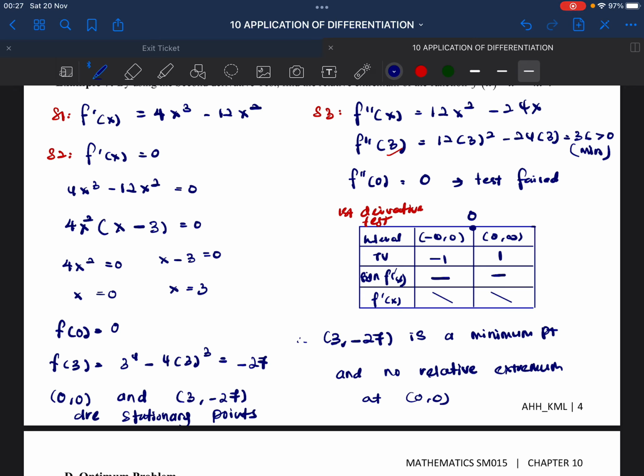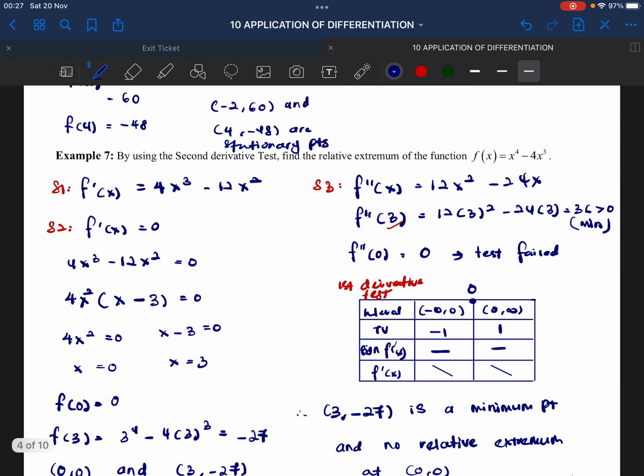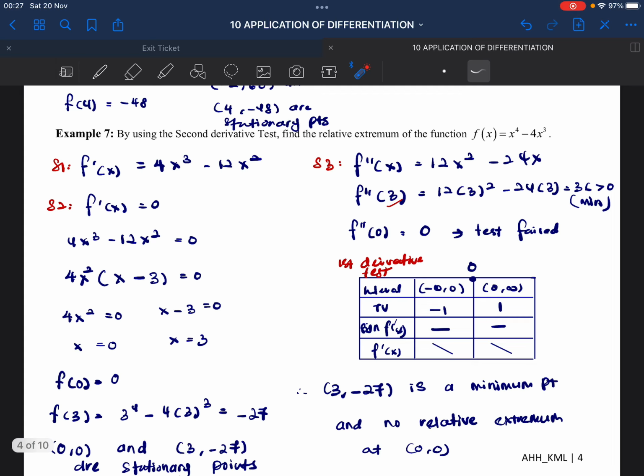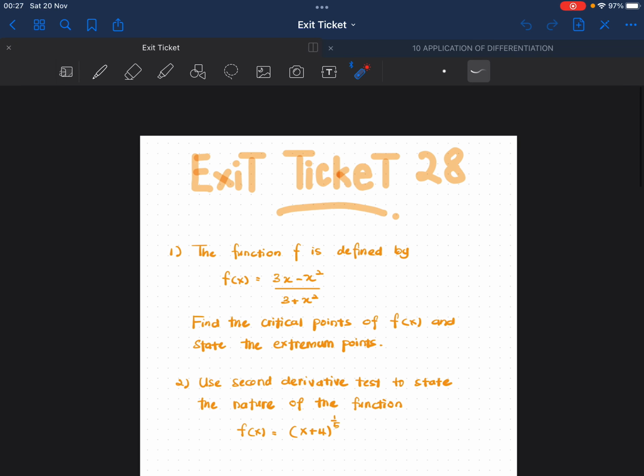Okay, for 3, negative 27, that point is a minimum point, and for 0, 0, there is no relative extremum at 0, 0. So I know that by using second derivative test, it is much easier, but you have to know your first derivative test, because if the test fail, you have to go back to your first derivative test. Okay, so that is for 10.1. Critical point, find first derivative test, second derivative test. So this is your exit ticket for today's video.